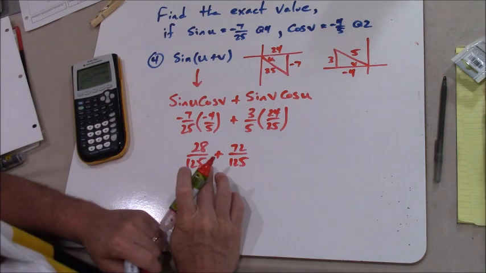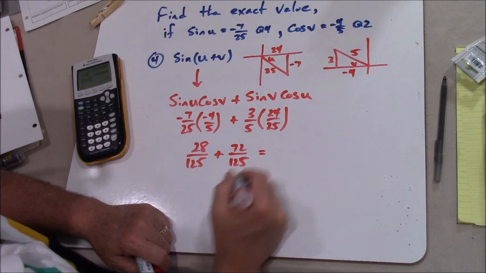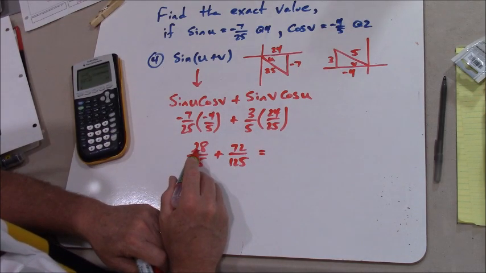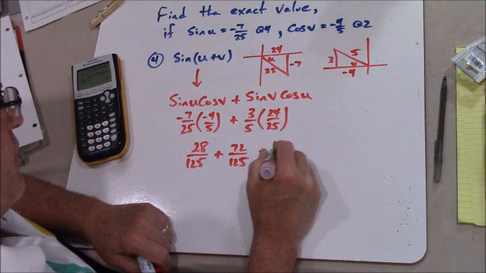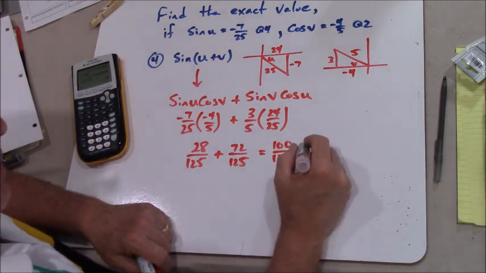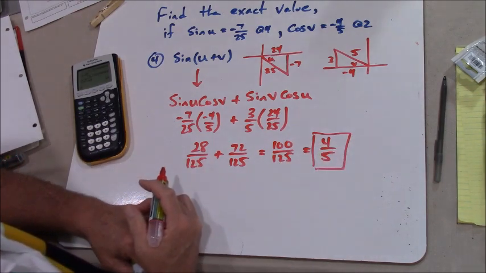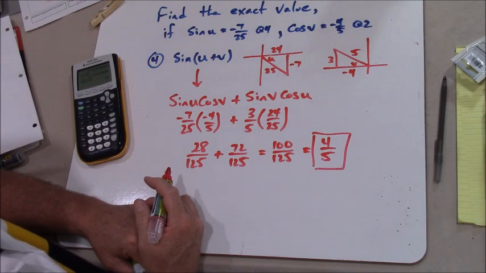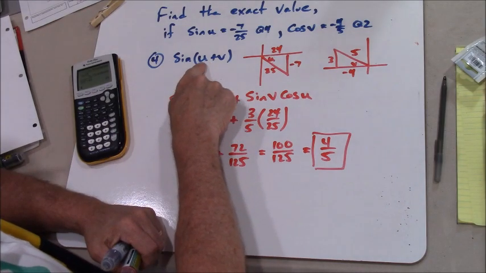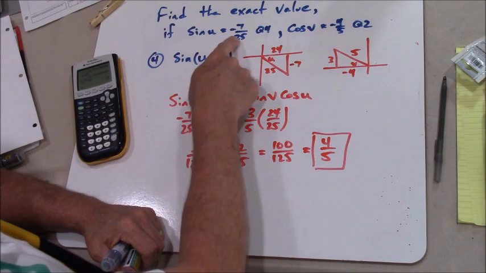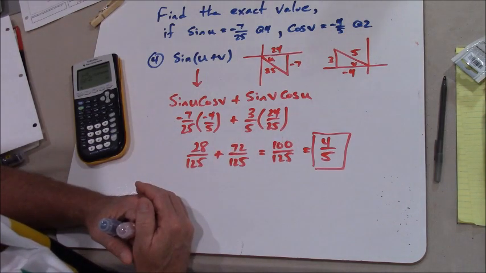Nice thing about problems like this is we almost always end up with a common denominator. We don't have to find that. We just have to add those two together. So this would be 100/125ths. If I divide top and bottom by 25, I would get 4/5. There's my exact answer. Can't really check this on the calculator because we don't know what angle U and angle V are. So we kind of just need to draw the pictures and plug the numbers in and see what we get.